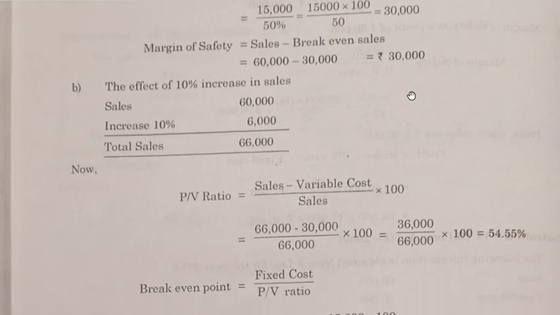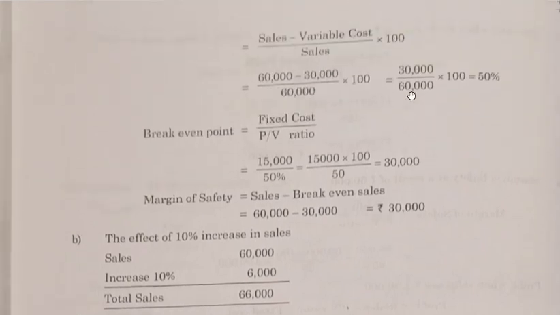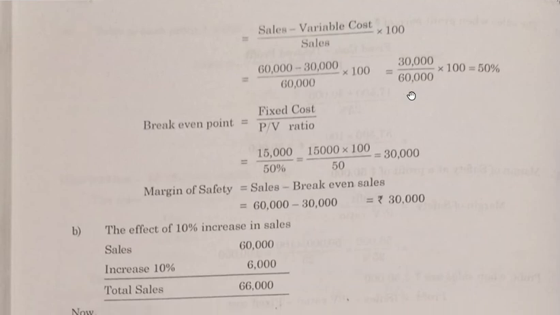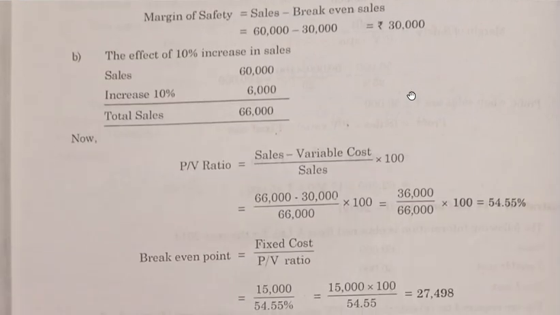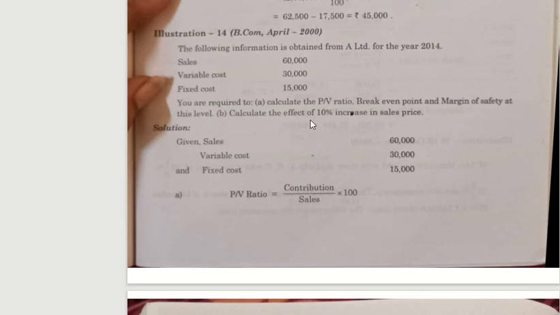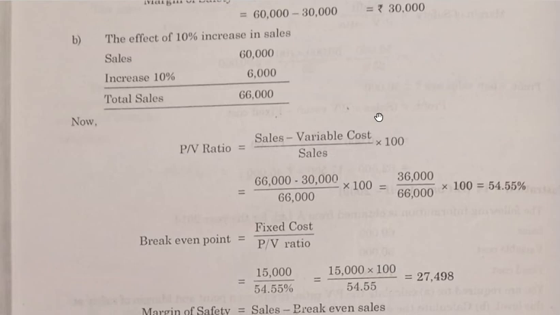Margin of safety is sales minus your BEP. So sales is how much? 60,000 minus BEP is 30,000, which is equal to 30,000. Next they are telling us calculate the effect of 10% increase in the sale price.